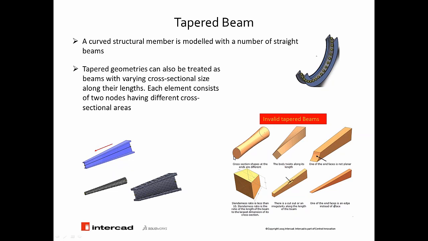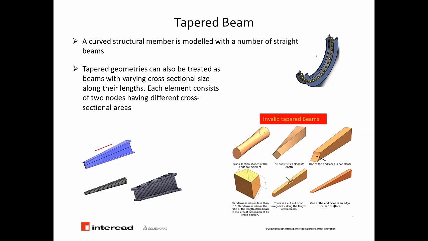So it's not the same shape. Here we had the same shape, but here we don't. If you have any twist along its length, if one end face is not planar, you have a curvy shape. If the slenderness ratio is less than 10, if you have an irregular cut through your beam, let's say structural member, and if at one end you have just a straight line or a very small cross-sectional face, these are good examples where you can't really use beam elements.